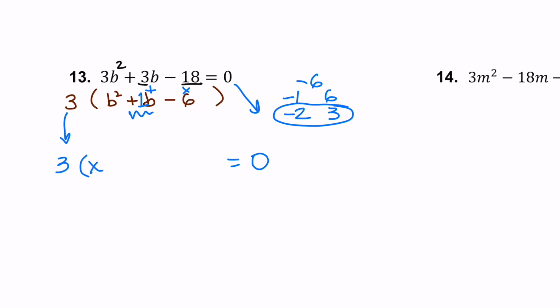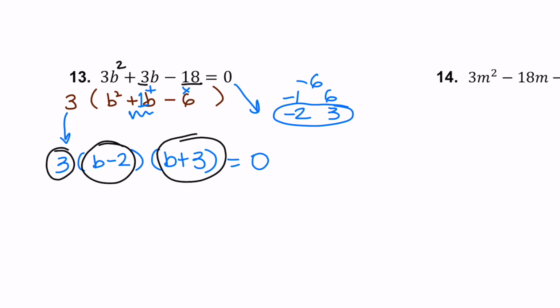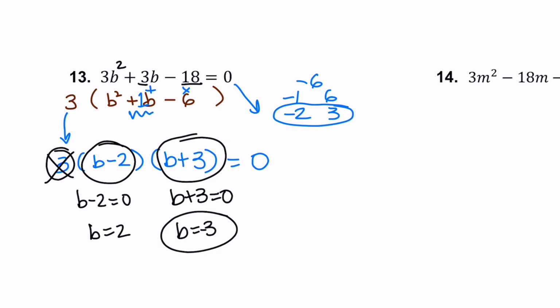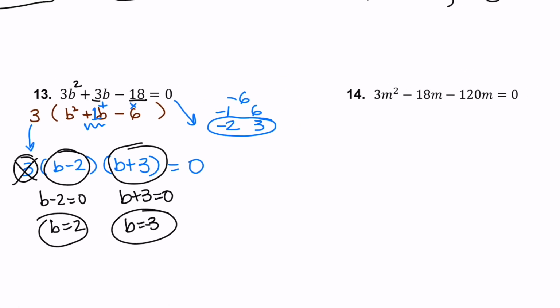So I don't have x. Make sure you use the right variable. You have b minus 2 and b plus 3. We're going to set each piece equal to 0. Now 3 will never equal 0, so I'm not going to set that equal to 0. But b minus 2 could equal 0, and b plus 3 could equal 0. I add 2 to both sides, I get b equals 2. I subtract 3 from both sides, I get b equals -3. So those are going to be my two answers.